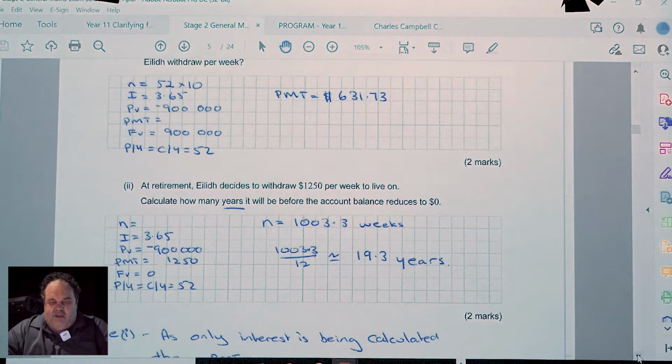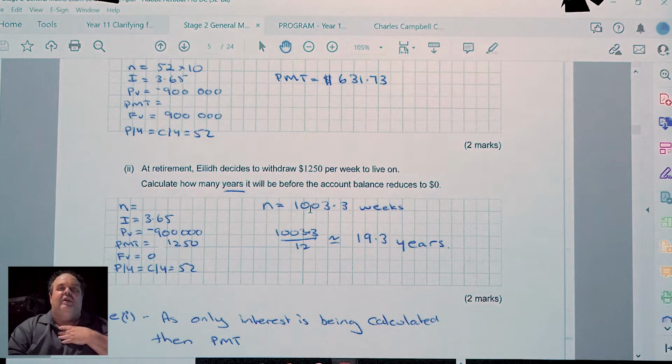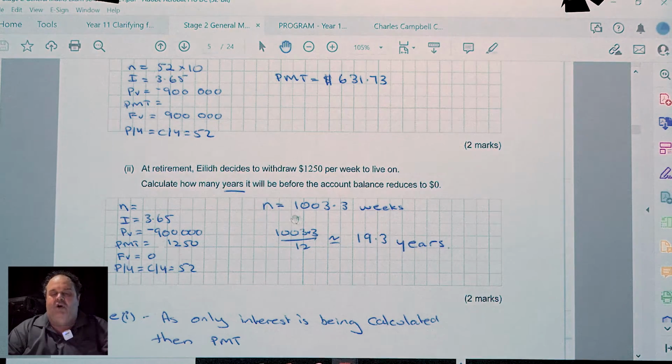For the last part of this, for part E, if they just work out N and don't convert it to years, they don't get the second mark. So even though there's a TVM calculation, just getting the number of weeks won't give you the 2 marks. You need to, because the question asks for it to be in years. Regardless of what value they get for N, if they convert it to years, they still get the mark for converting to years, because they've shown they understand how to go from weeks to years.